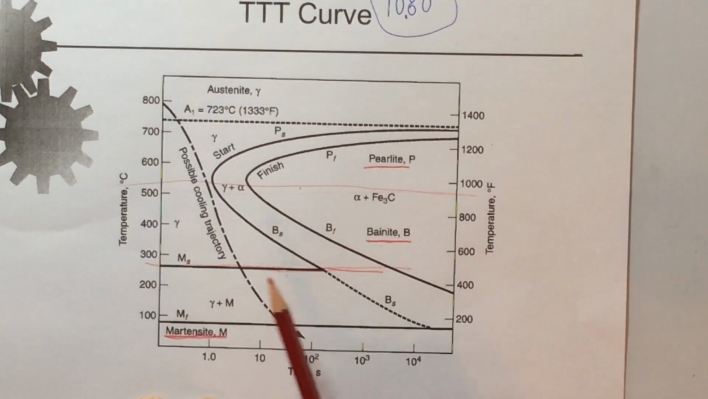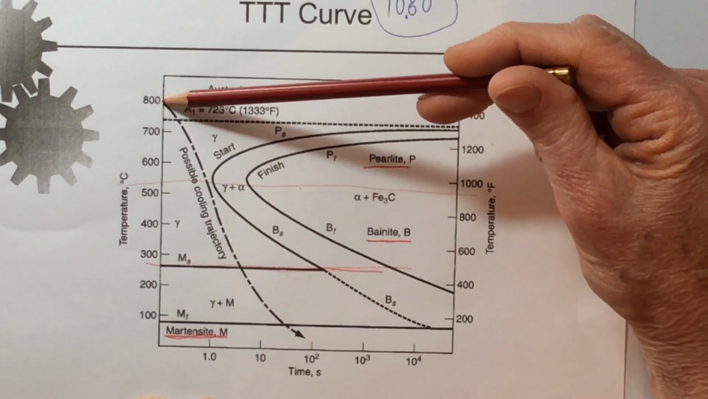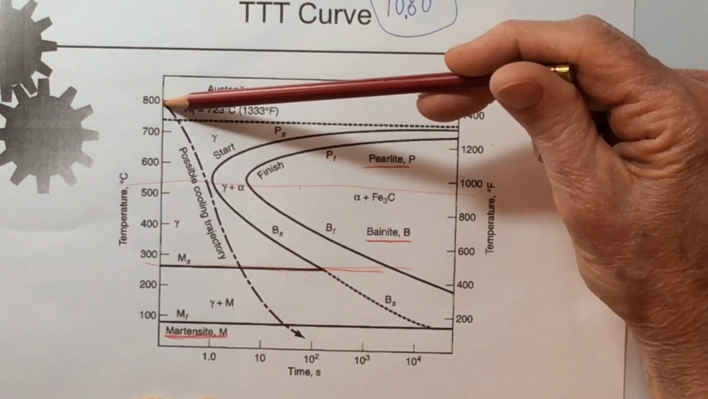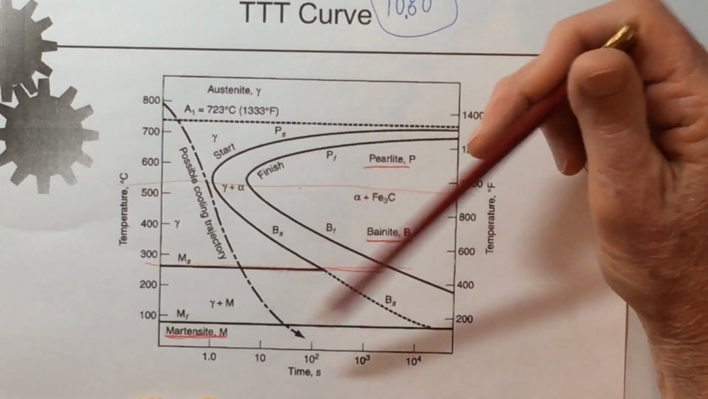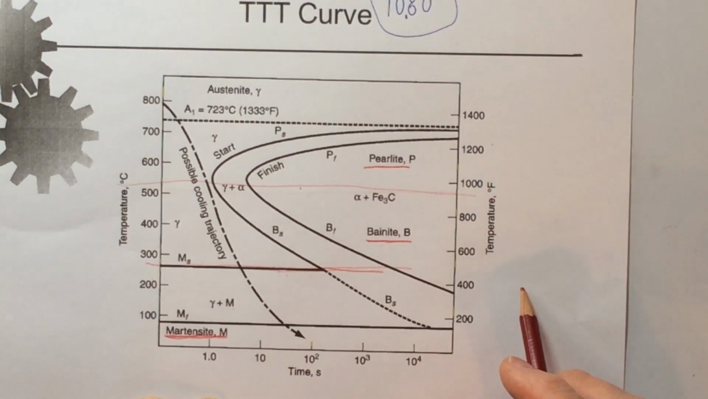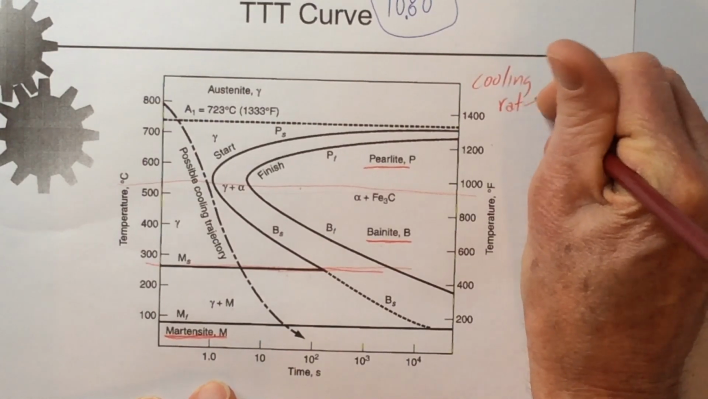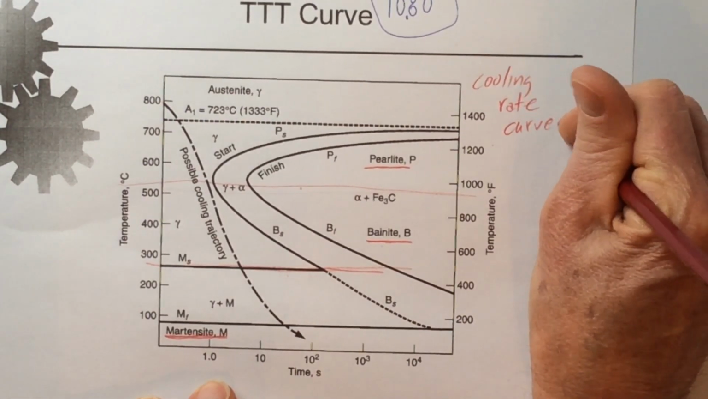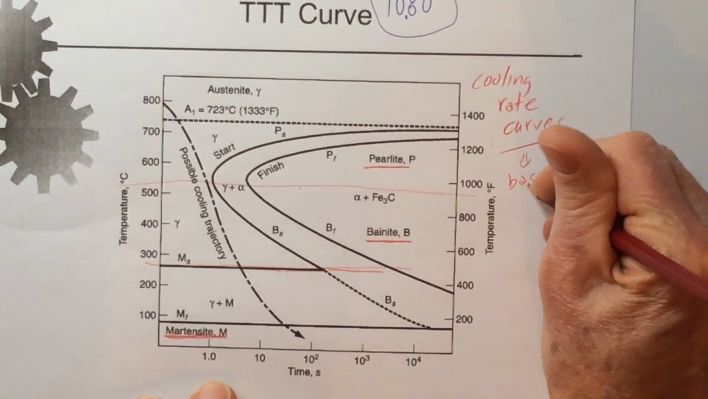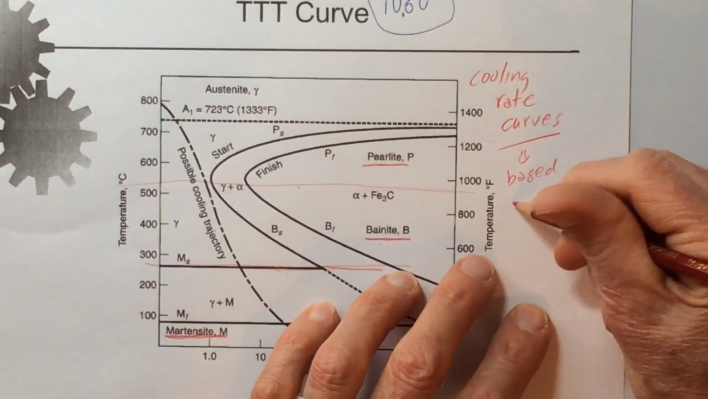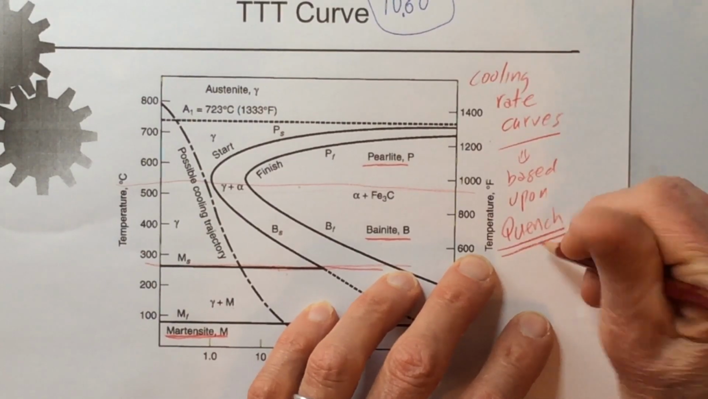All right, so what we have here is a steel that has been heated up, austenitized up here, so the curves will always start here. What we're trying to generate are cooling rate curves, and it's all based upon quench methods.